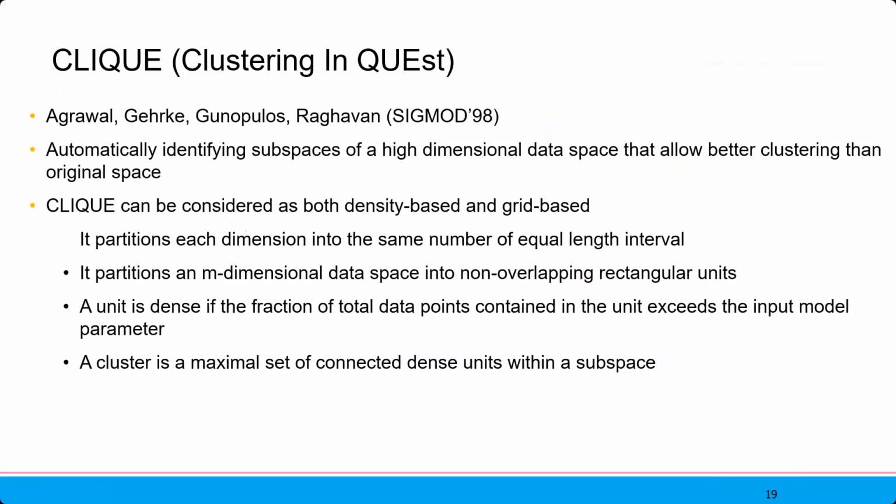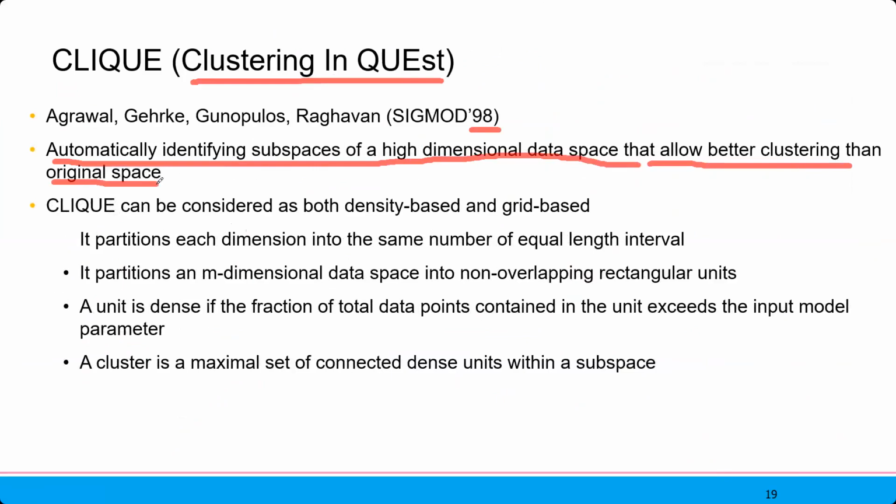There is another method for clustering, we call it CLIQUE. This is a method from the words Clustering In QUEst. It was proposed in 1998. It automatically identifies subspaces of a high dimensional data space that allow better clustering than the original space. So CLIQUE can be considered as both density-based and grid-based. Do you still remember density?